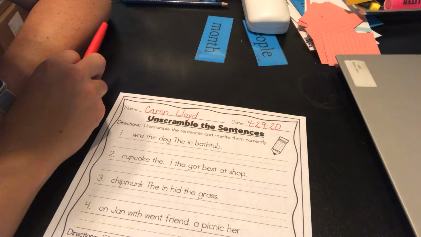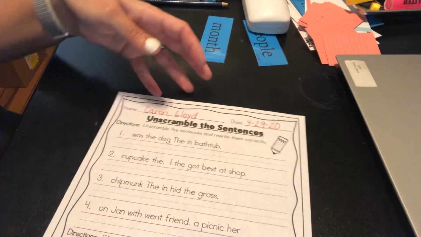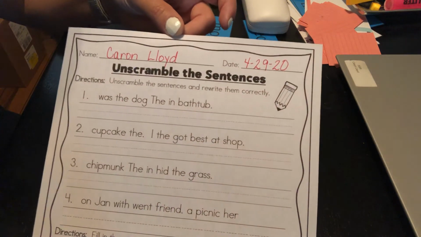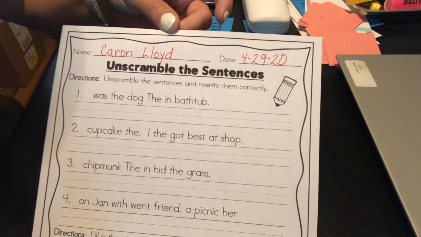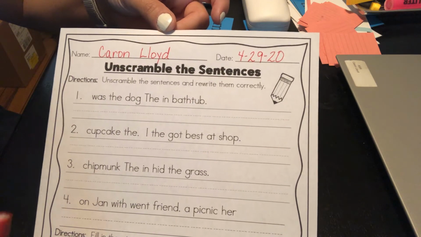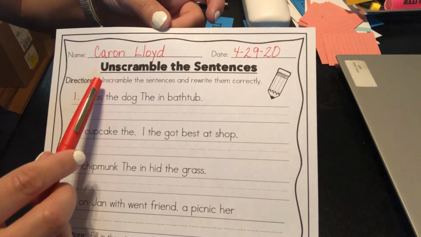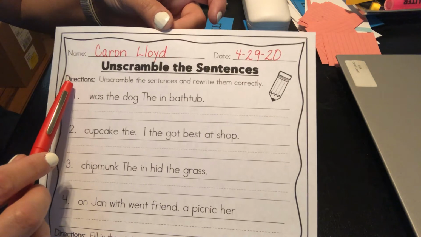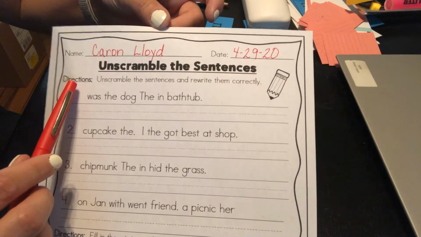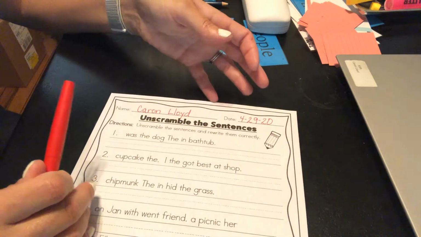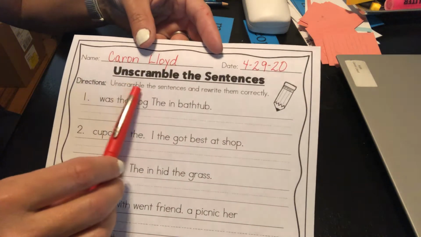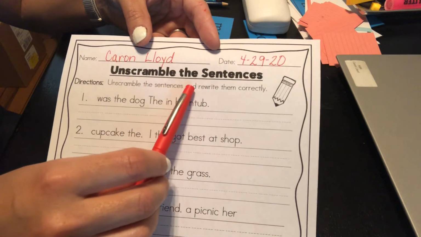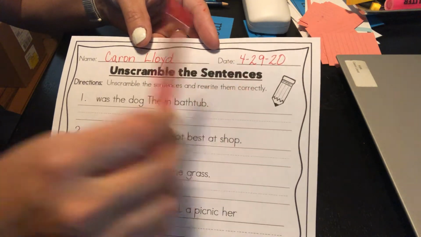Today for foundations, what we're working on is putting words in order so that the sentence makes sense. We are working on this page that says unscramble the sentences. The directions say, always read those so you get in the habit of being able to read directions for when you're by yourself. Unscramble the sentences and rewrite them correctly.